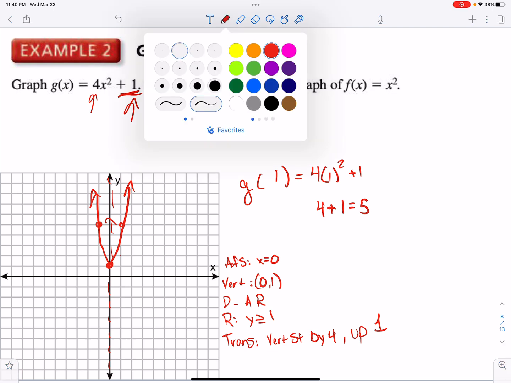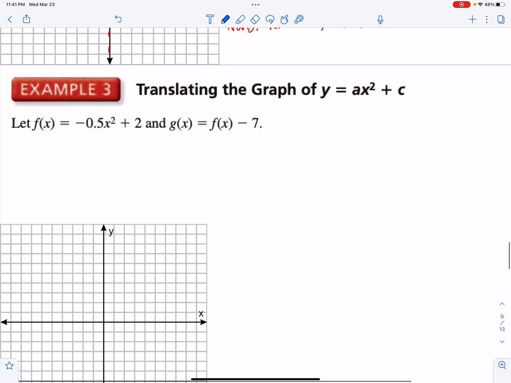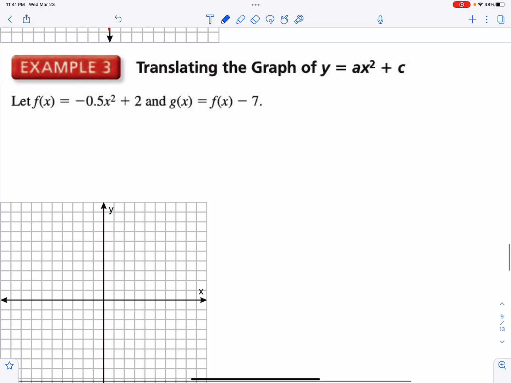So our original parent function, if we were to graph it, I'll do it in blue here, should kind of look like this. And as we can see, we have a stretch and we're moved up from that original point. So again, take some time. Oh, this isn't the practice yet, sorry.